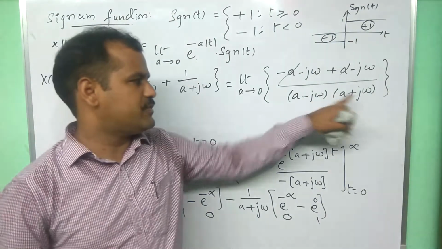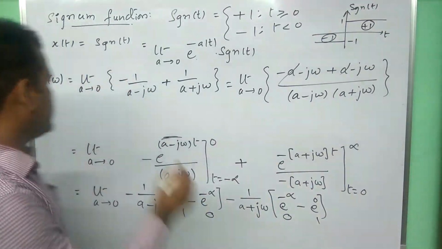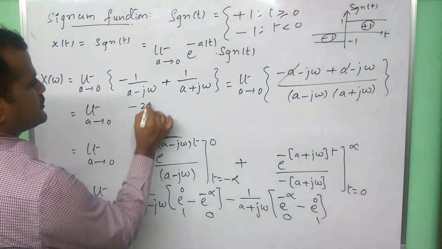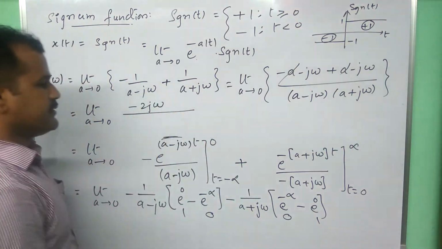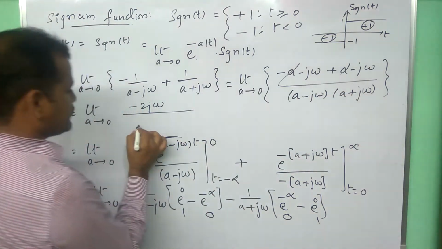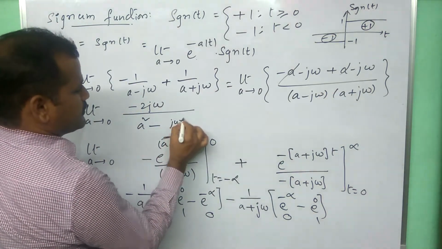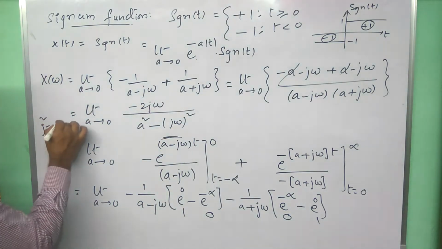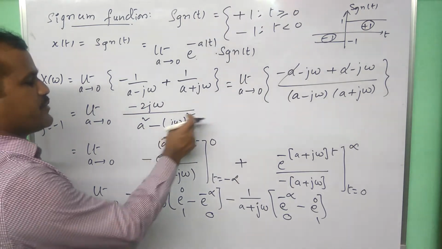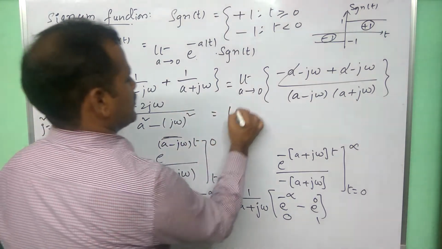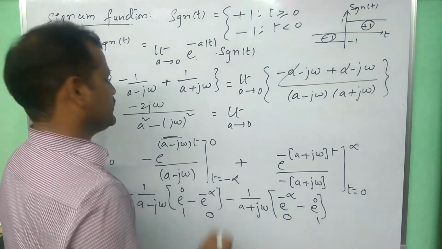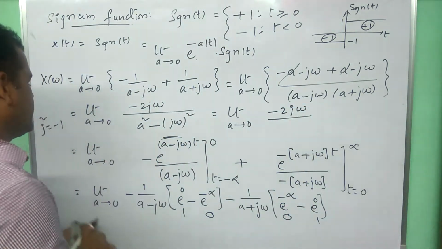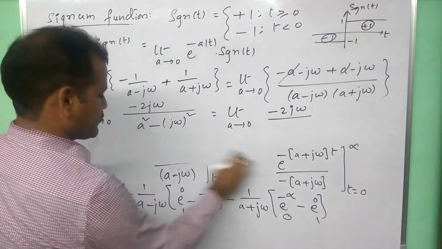Here, (a minus b)(a plus b) is the a square minus b square form. Let us take that step. Limit a tending to 0, minus 2j omega divided by a square minus b square form, so that a square minus (j omega) whole square. We know that j square is equal to minus 1, so that a square plus omega square in the denominator. So limit a tending to 0, minus 2j omega divided by a square plus omega square.